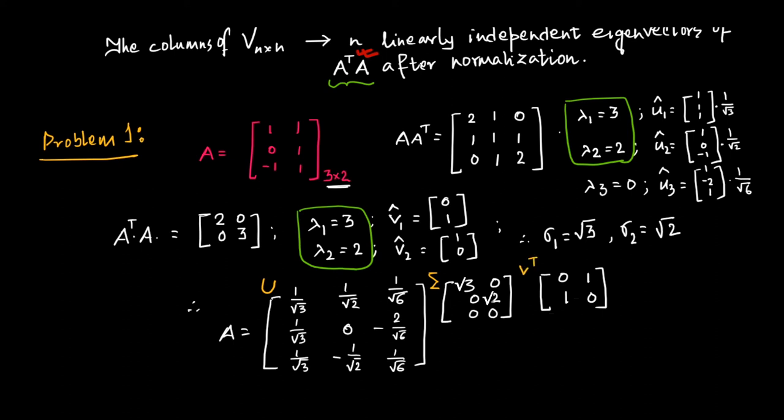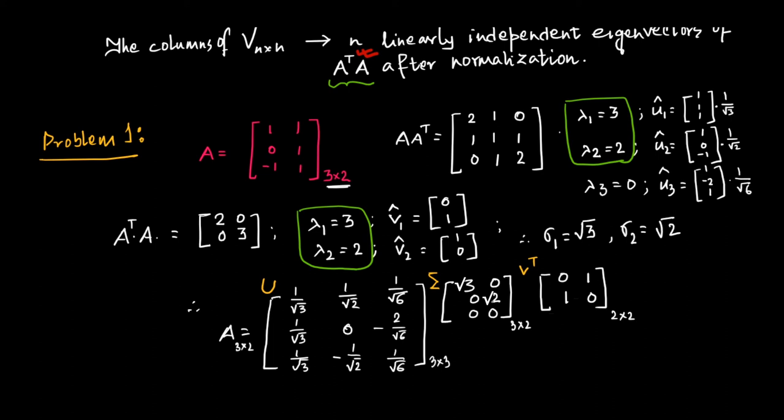And you can see that here the size of this is 3 by 2. Here the size is 3 by 3. It is 3 by 2. It is again 2 by 2. So this is the singular value decomposition of this matrix A. It's pretty simple. Only you need to know how to calculate eigenvalues and eigenvectors.